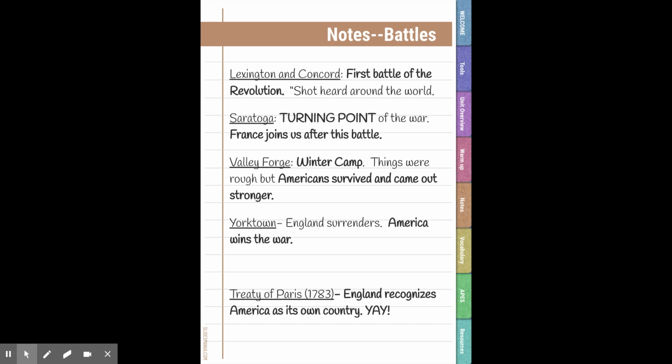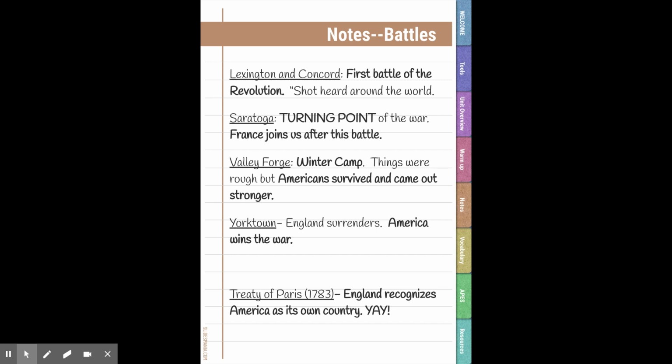So the battles, as soon as we declare our independence, we do have some battles that we must know that are very significant. Lexington and Concord is the very first battle of the Revolution. This is also known as the Shot Heard Around the World because this officially starts the war between the American colonies and England. Saratoga is known as the turning point. It convinced the French to join. At Saratoga, France actually saw that the American colonists had a winning chance, so they're going to go ahead and become allies with us. So this is our first foreign ally moving forward.